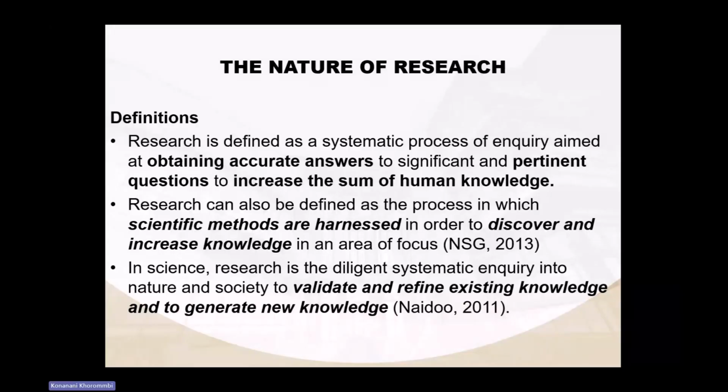The National School of Government defines research as a systematic process of inquiry aimed at obtaining accurate answers to significant and pertinent questions to increase the sum of human knowledge. There is something that has to be systematic, then that is research. An inquiry aimed at obtaining accurate answers. So research must be aiming at obtaining accurate answers, and it must then answer specific questions. Then it increases the sum of human knowledge.